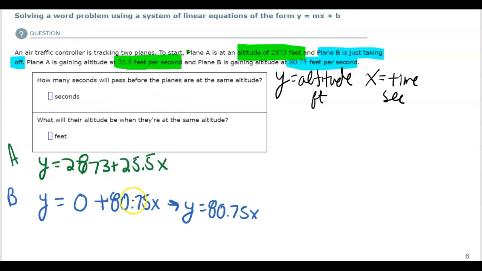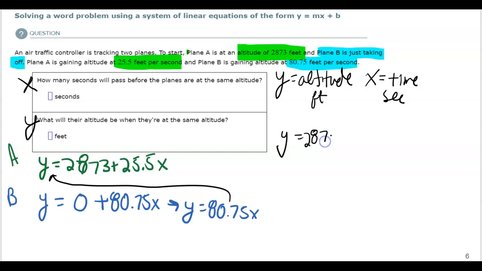So when I look at these two equations, it's asking me how many seconds before the planes are at the exact same altitude, and then what is their altitude. So how many seconds, this is wanting the x value, this is wanting the y value. So we need to solve this. I can plug this y value in where I see that. So I'm going to do y equals, but I know y is the same as 80.75x.